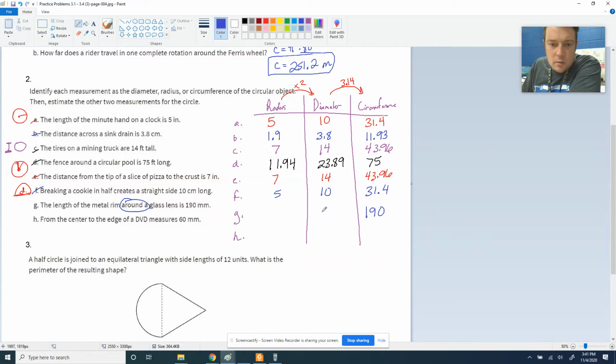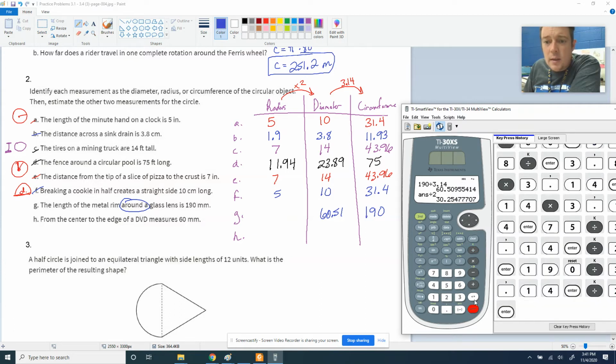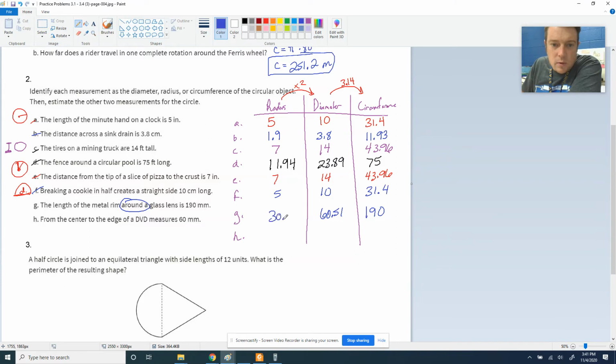60.51. Take that number and divide it in 2, and we get 30.25. We could probably shave that 1 off, but we'll leave it on there. We just got some rounding. That's why it's not perfect.